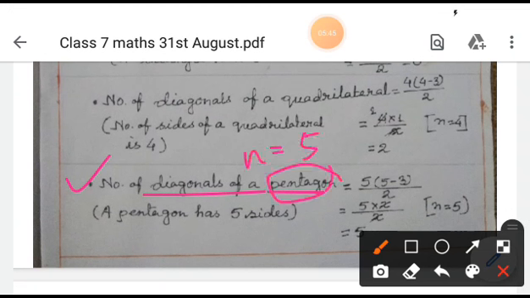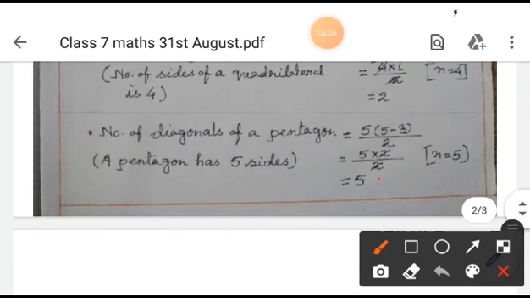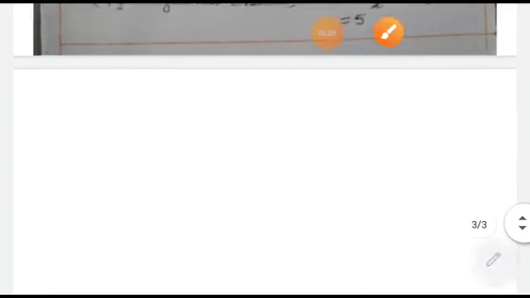So n equals 5. By the name you can understand that penta means 5. Taking n equals 5, we are going to put in the formula n into n minus 3 by 2. So 5 into 5 minus 3 by 2. That means we will get the number of diagonals as 5, right?